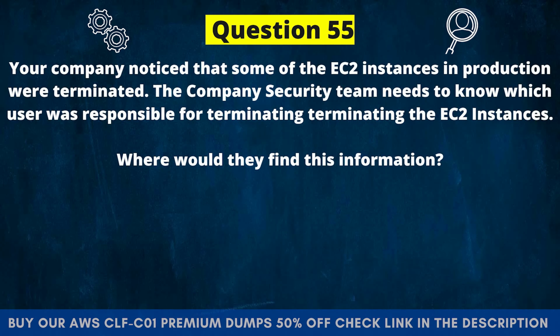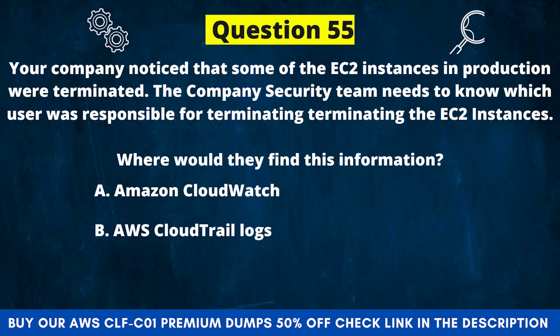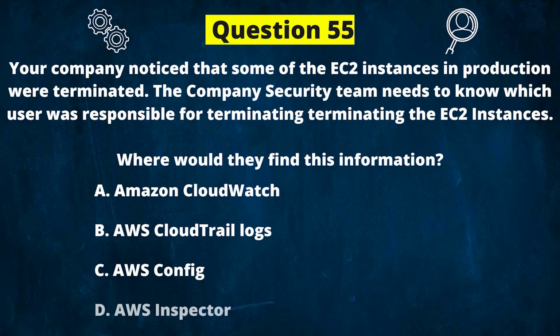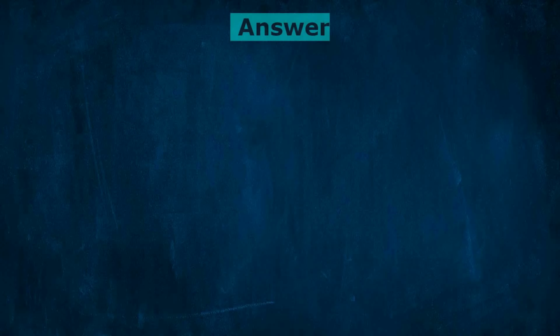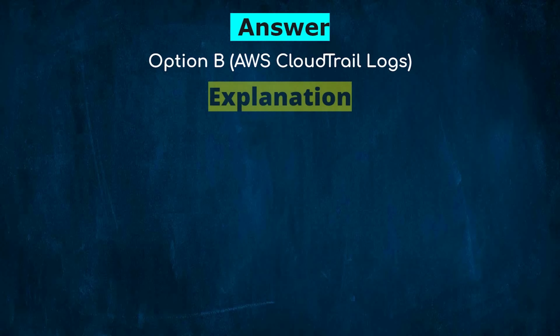Next question. Your company noticed that some of the EC2 instances in production were terminated. The company security team needs to know which user was responsible for terminating the EC2 instances. Where would they find this information? And the options are A. Amazon CloudWatch, B. AWS CloudTrail Logs, C. AWS Config, D. AWS Inspector. And the correct answer is option B. AWS CloudTrail Logs.